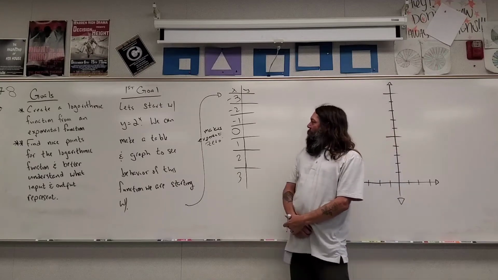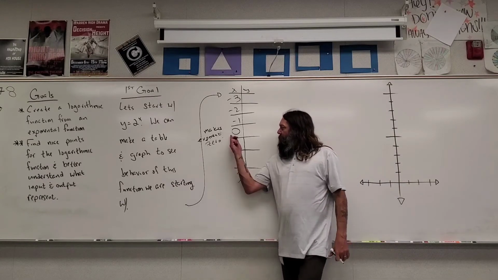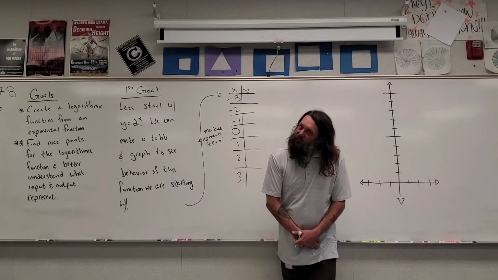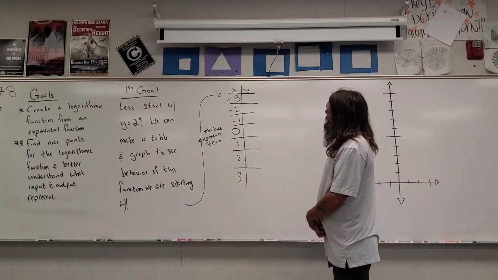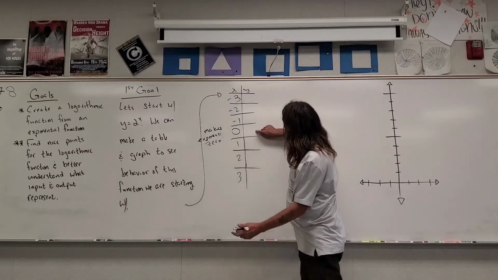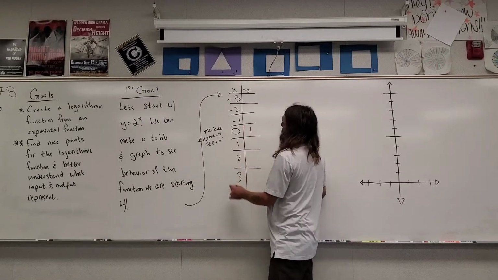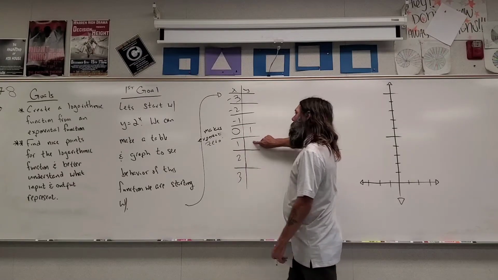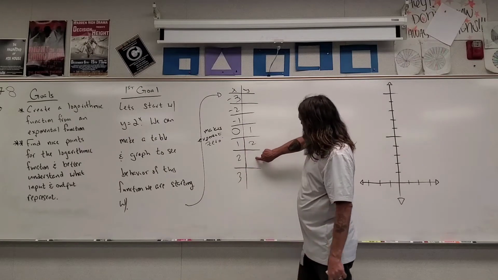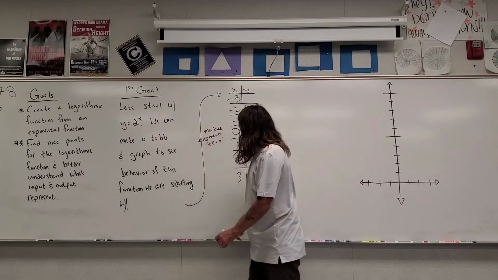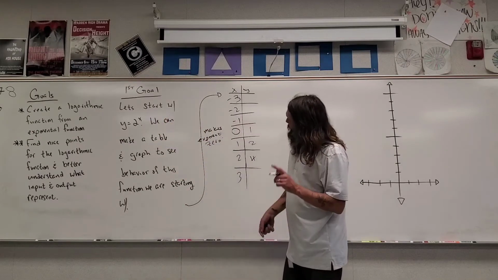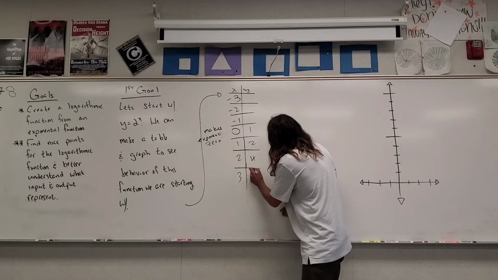And the reason why I want to have the behavior changing point in the middle is I know what's going to happen on either side. All right, so if I was to plug in 0, I get 2 to the power 0. Anything to the power 0 is 1. If I plug in 1, 2 to the power 1 is 2. If I plug in 2, 2 squared is 4. And if I plug in 3, 2 times 2 times 2 is 8.